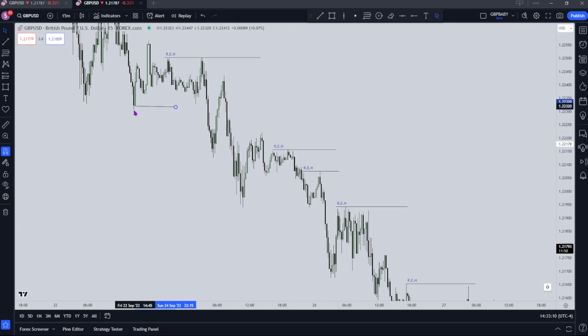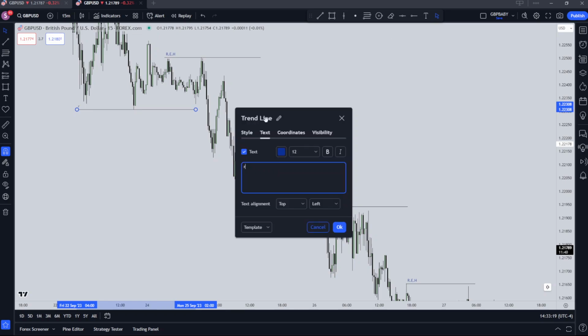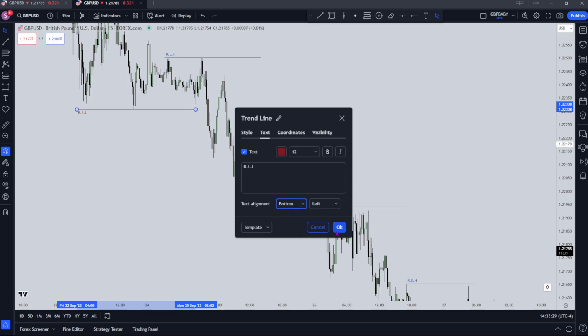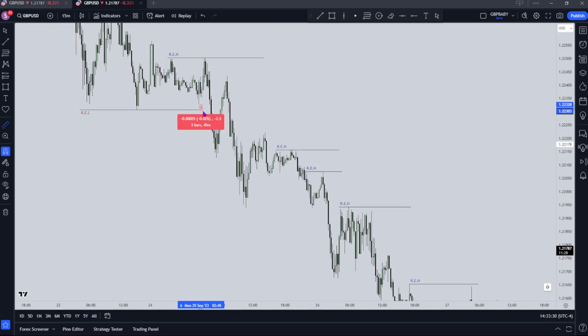So here's some relative equal lows. This low and this low, they're relatively equal here and here. And we have a gap and we have a range. So that makes a relative equal low. So we can put R, E, L. We'll make it red, and I'm going to put it on the bottom. And you'll notice that because we're in a bearish market, relative equal lows tend to get swept.